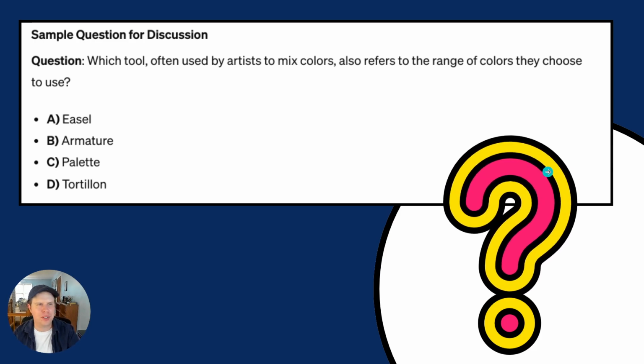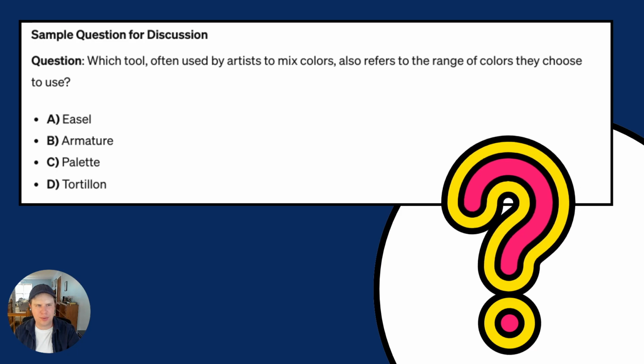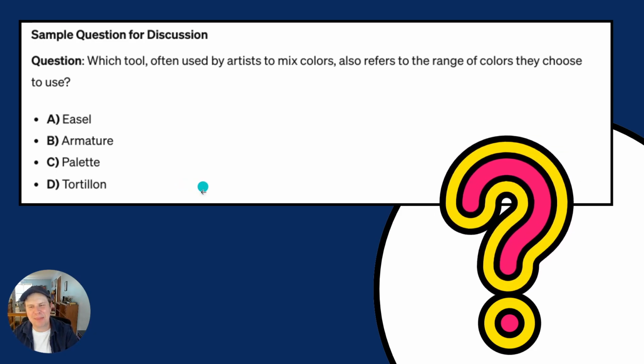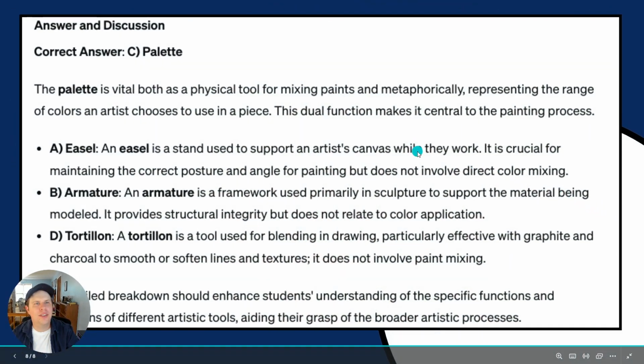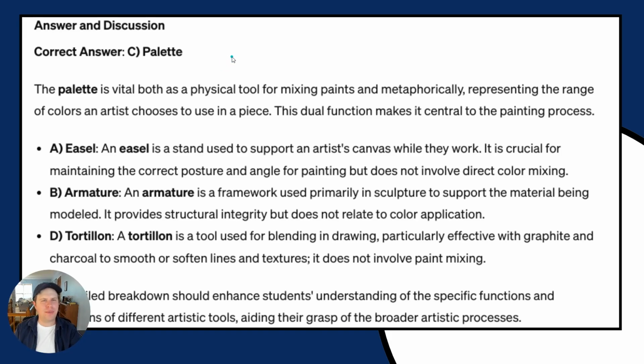Let's do a quick sample question for discussion. Which tool often used by artists to mix colors also refers to the range of colors they choose to use? Is it the easel, the armature, the palette, or the tortillon? Take a second to think of that, make your best guess, and let's check. The correct answer is the palette. It's vital both as a physical tool for mixing paints and metaphorically representing the range of colors an artist chooses to use in a piece. The dual function makes it central to the painting process.